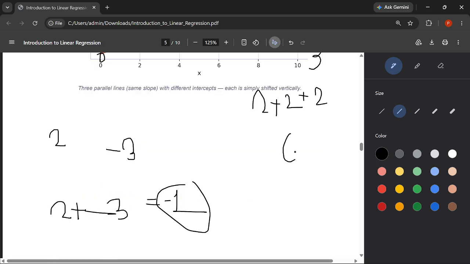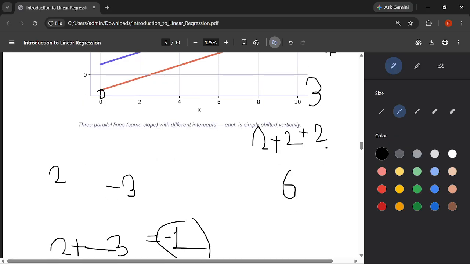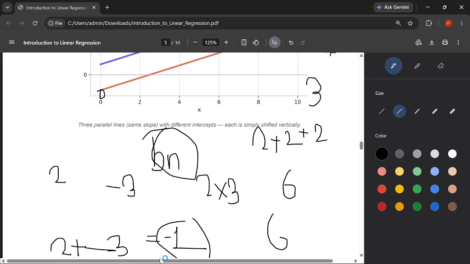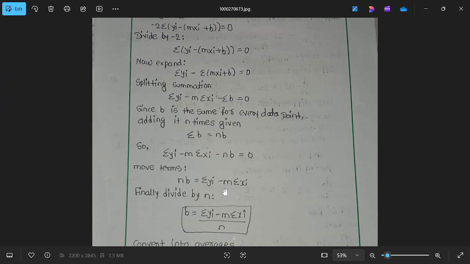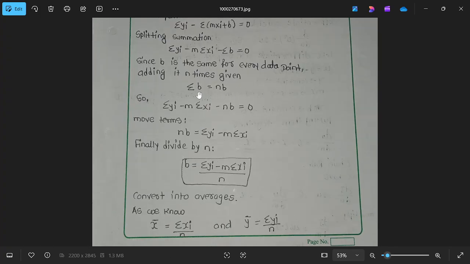it will become 6. But what if we do b into n? It is simply the intercept value, which is 2, into the total number of records. It also becomes 6. So why not we simply take nb instead of the summation of b? Okay, so we have taken the nb for the summation of b, and we have rewritten the equation here.